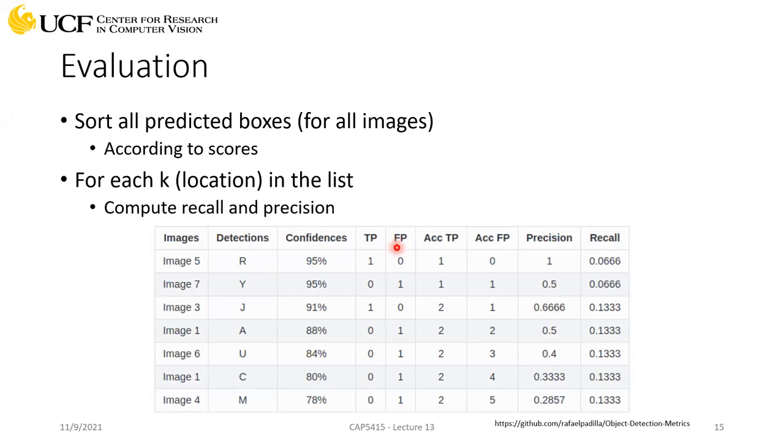Okay, so there are two aspects to that. The detected class category should be right. If the class category is not right, we don't care. It will go into false positives. If the class category is correct, then we will compute the intersection over union. And that intersection over union will be with the ground truth box.